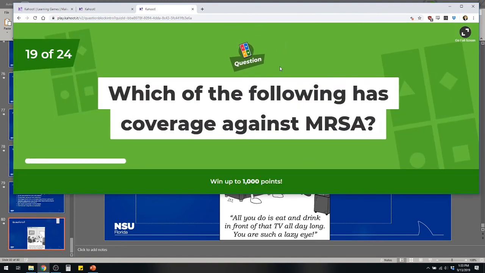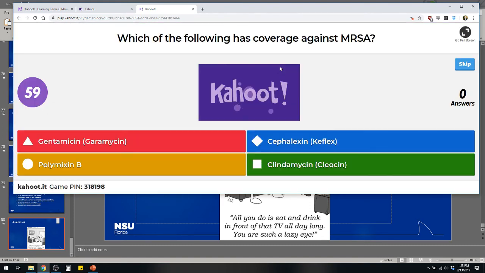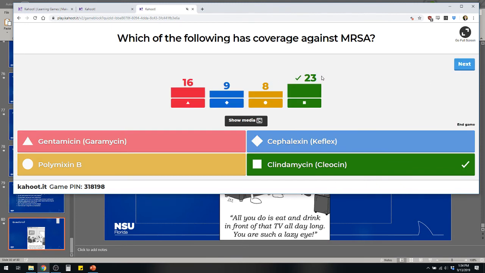Okay. Which of the following has coverage against MRSA? Gentamicin, cephalexin, polymyxin B, or clindamycin? What do we think? Okay, yes, clindamycin is correct.